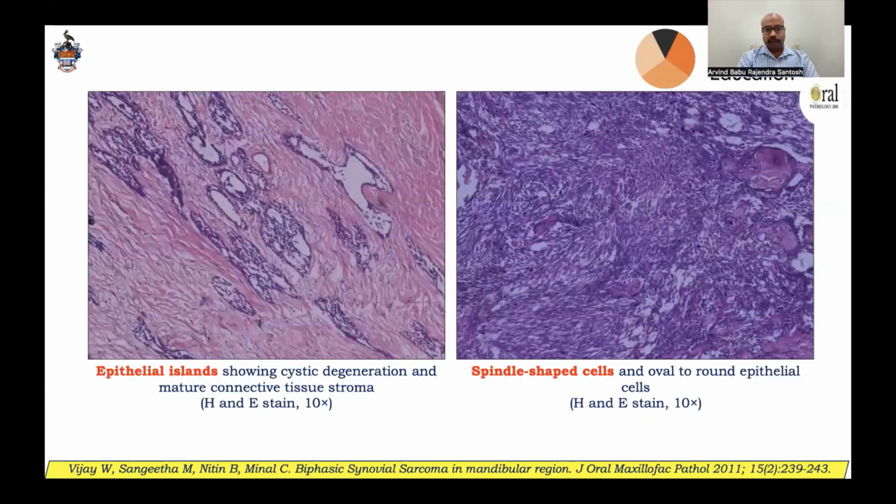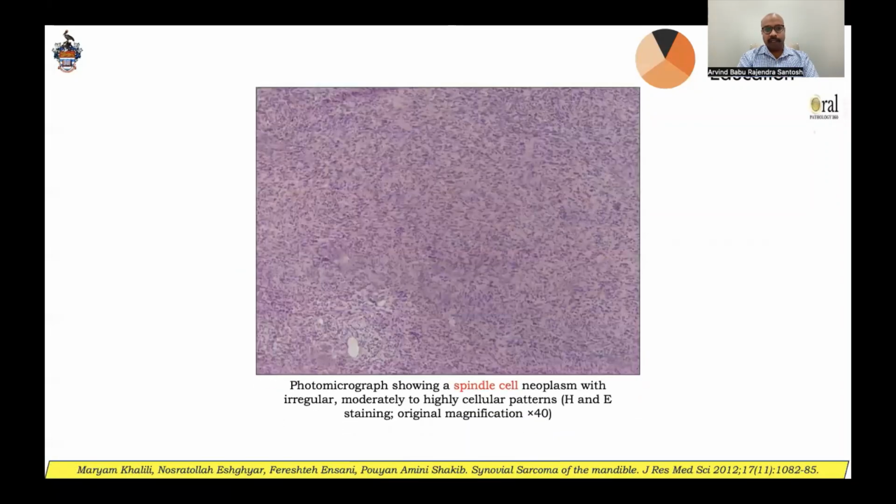This is another picture coming from the Journal of Oral and Maxillofacial Pathology, published by Dr. Vijay et al. You can see on the left-hand side the epithelial islands, and on the right-hand side you can see spindle cell islands in this picture. This is another case published in the Journal of Research in Medical Sciences, Mariam et al. This particular one is a monomorphic type of synovial sarcoma. It is prominently showing the spindle cell type, and there's no epithelial component.